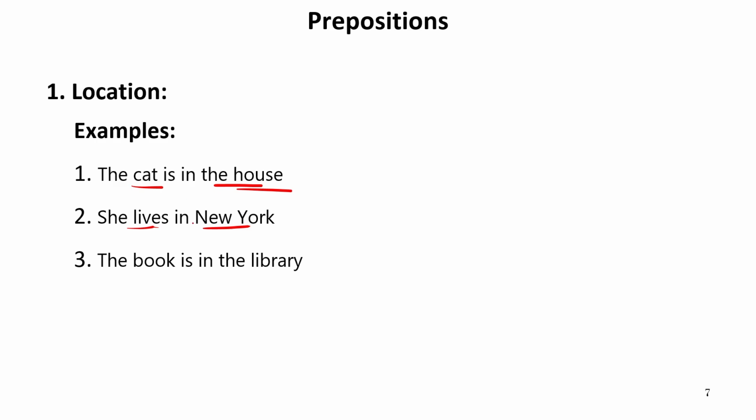So here we are showing the location of this person, she. So she lives in New York. So her location is in New York. Her house is in New York. This book is in the library. So you can find this book in the library. The library is a place, a region, an area within which you can find this book. So that is in the library. So this is how we can show the location of something with the help of preposition in.